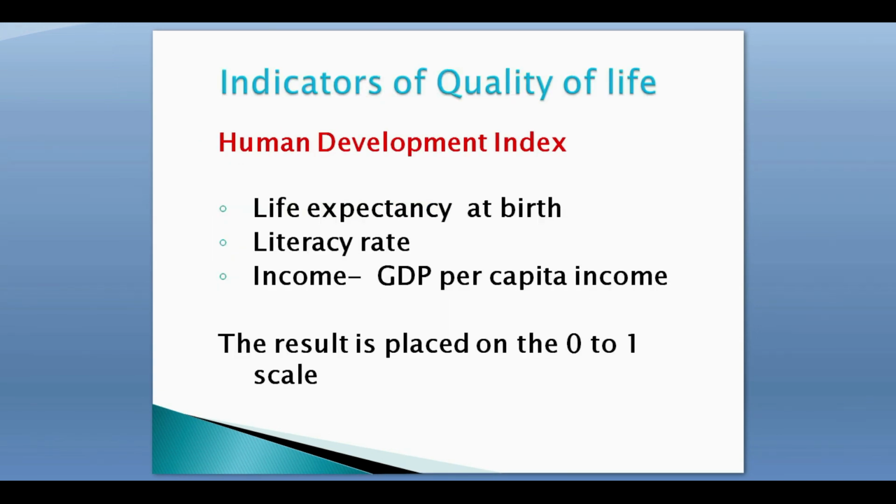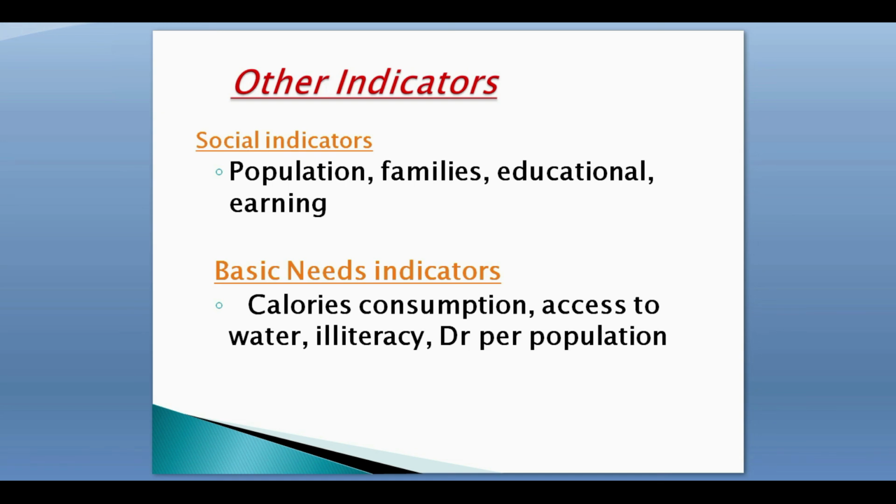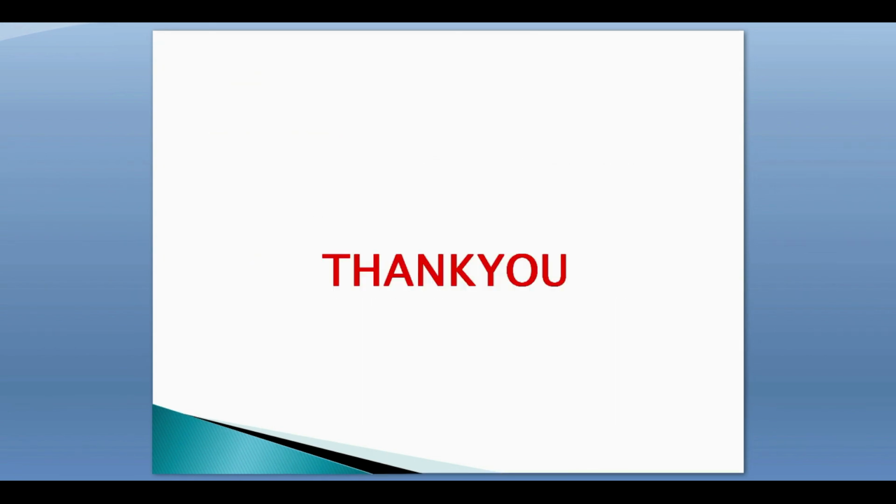Another indicator of quality of life is the human development index. For example, life expectancy at birth, literacy rate, income, GDP per capita income. The result is placed on a scale from 0 to 1. Other indicators of health are, for example, social indicators: population, families, education, earnings; and basic need indicators: calorie consumption, access to water, illiteracy, doctor population. Thank you.